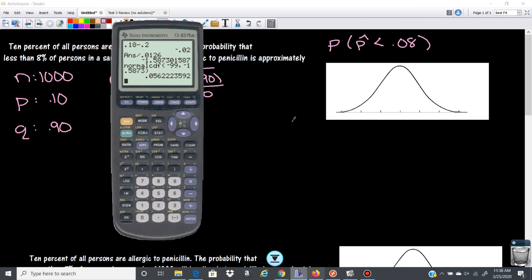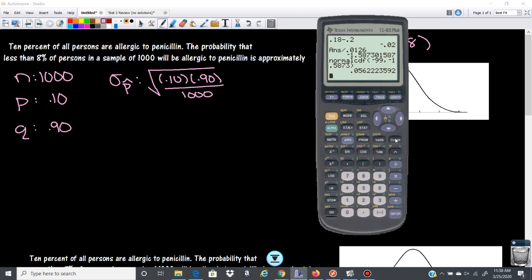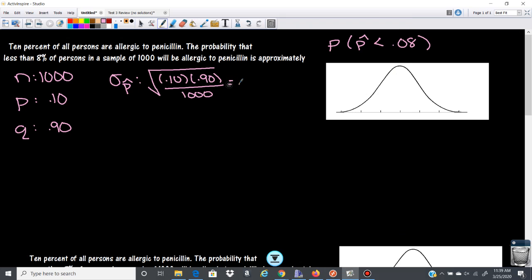All right, so let's go ahead and do that. So square root, parentheses, 0.10 times 0.90 divided by 1,000. We get 0.0095. Okay, so that's our standard deviation, and we want to do our z-score here.